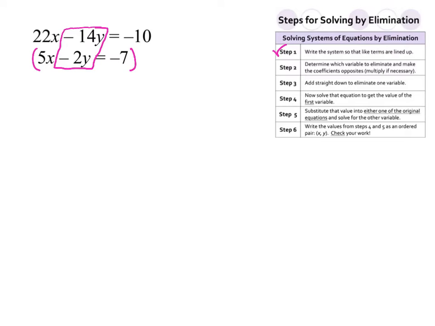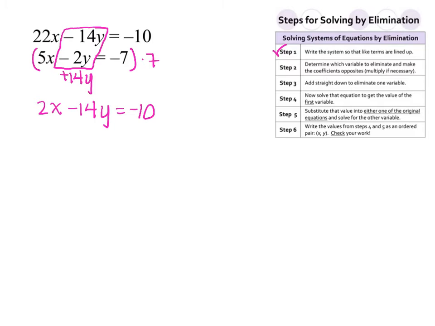I'm going to do that by multiplying the one with a smaller value in front of the y. What do I need to multiply that negative 2y by if my goal is to make it positive 14y? What do I need to multiply negative 2 by to get positive 14? Well, I need to multiply it by negative 7. So then if I rewrite the whole problem, my original equation, 2x minus 14y equals negative 10. We didn't change the top one.